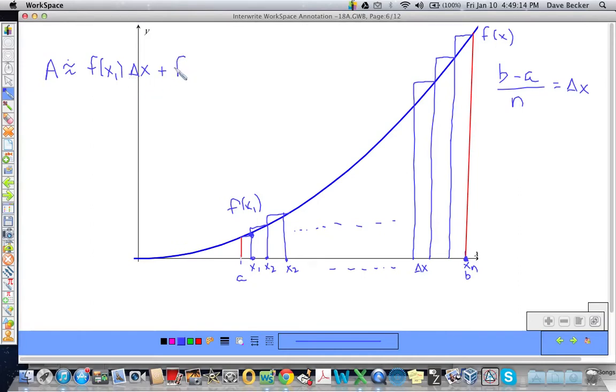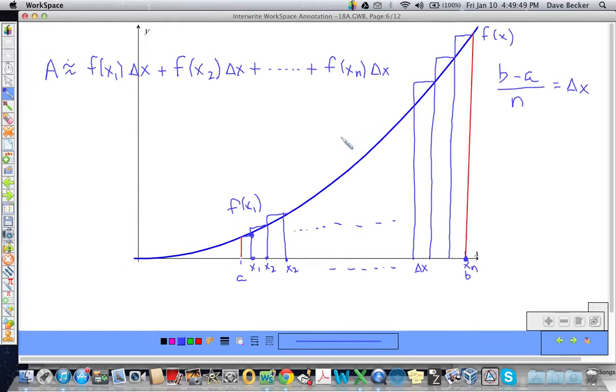So using the same argument, f of x sub 2 times delta x gives me the area of the second rectangle. And so we would continue that for all of the rectangles that we have until we got to the very last one, f of x sub n, and we would multiply that by delta x. And that would give us, in this case, an overestimate of the area under the curve since we have part of the rectangles above the curve here. Okay.